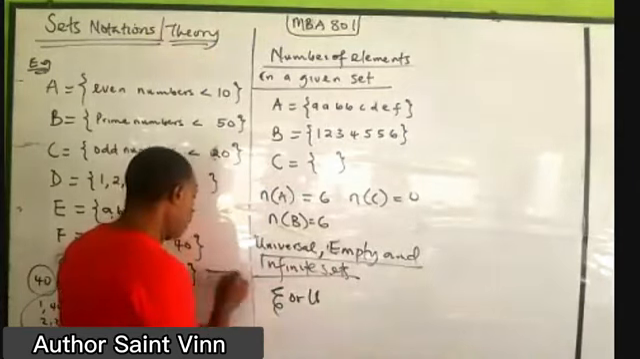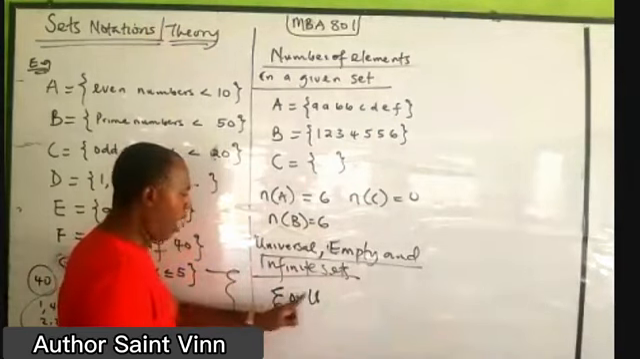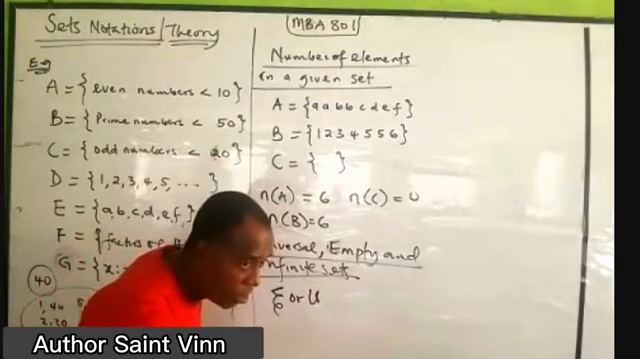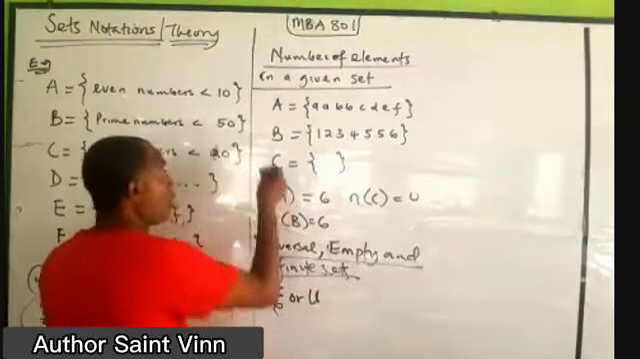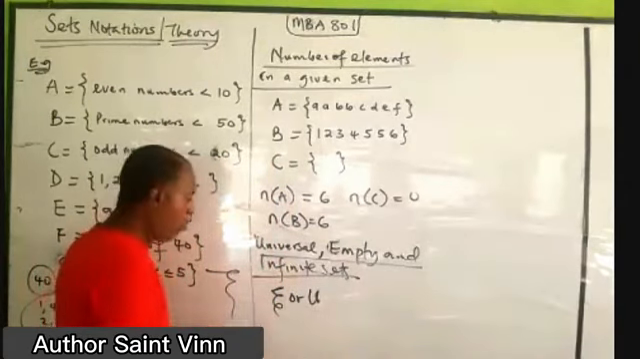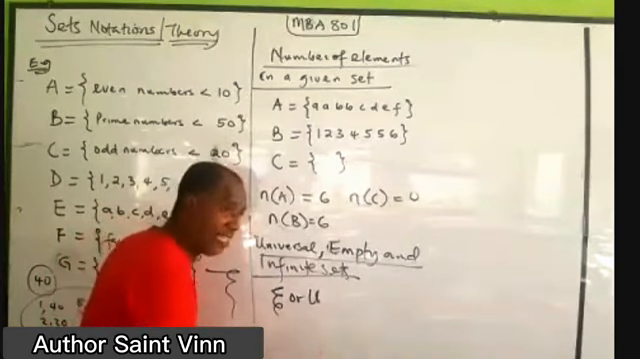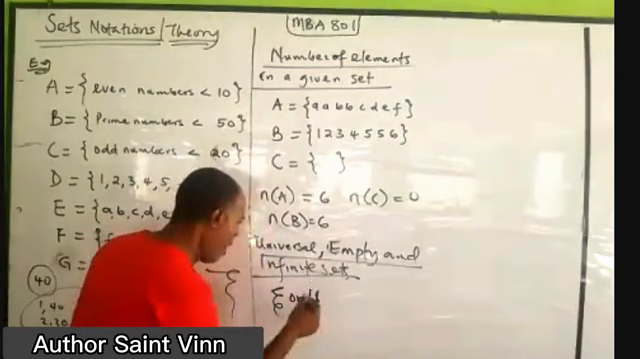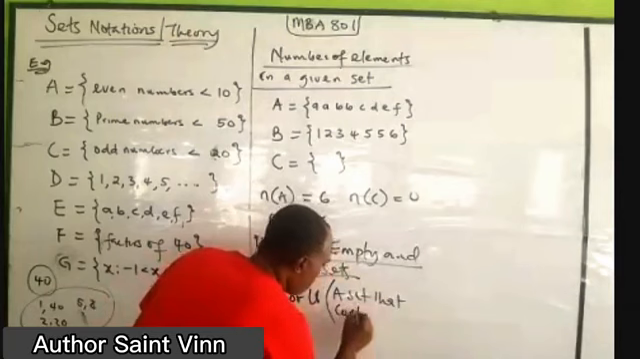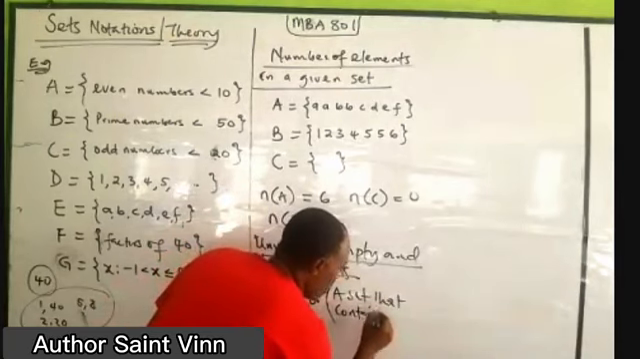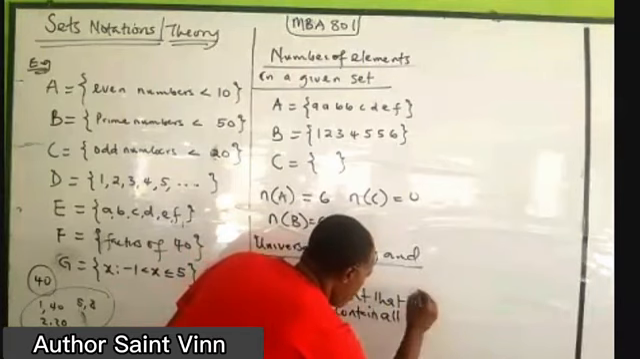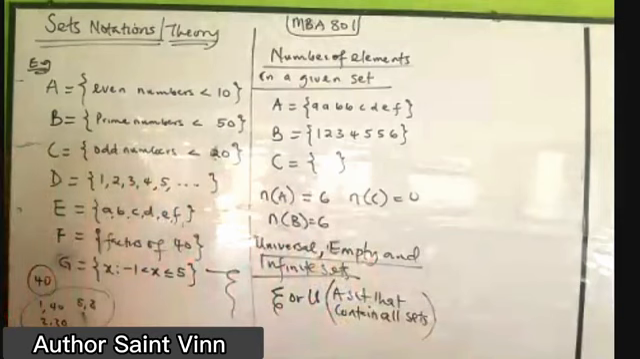This other one, I write like a U. If care is not taken, you may be writing a union. You know the symbol of union. But this one is the universal symbol. Anyone you like, just make sure everybody knows what you call it. So a universal set contains all subsets. We'll come to subsets; that's another story.